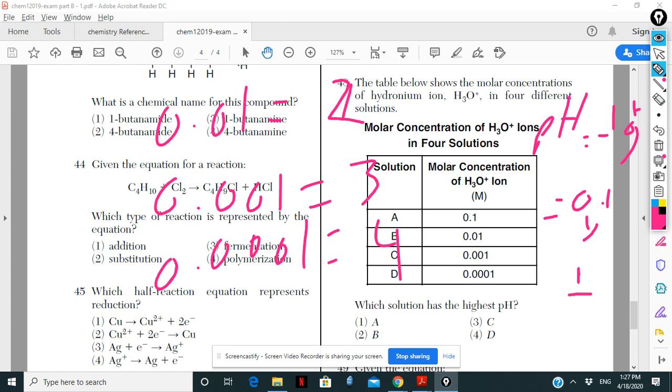He didn't ask me which one is acidic. He asked me about the highest value. That's why it's 4.